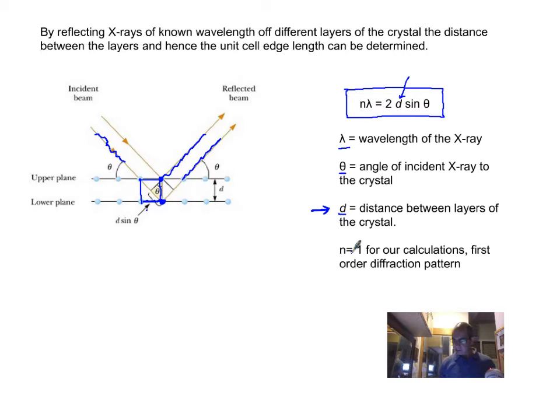Now n is an integer, it's 1, 2, or 3. We only study n equal 1 for the sake of simplicity, so every time you apply this equation, just put 1 for n, and that's the first order diffraction pattern, but we're not going to get into the technicality of it. Just remember to put 1 every time you use Bragg's equation. Now let's apply that to a problem.